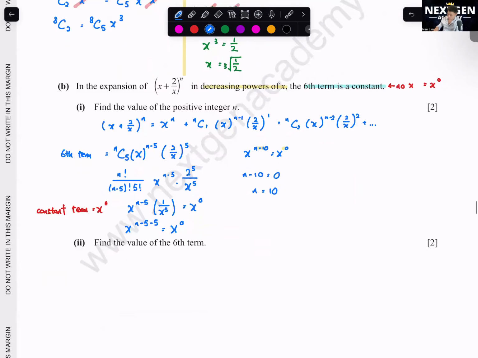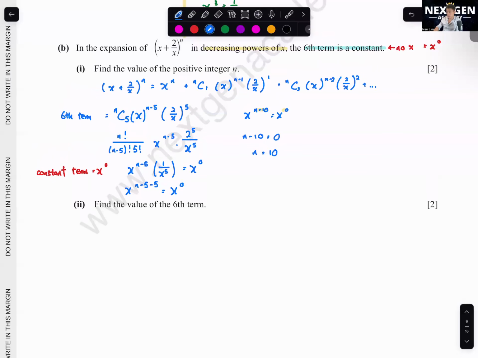Now find the value of the sixth term. Okay, I predict that if they ask you this in paper 1, it will give you more marks. Over here, because it's a calculator paper, the marks are not a lot. Now we want to find the value of the sixth term. Sixth term will be 10C5 x to the power of 5, 2 over x to the power of 5.